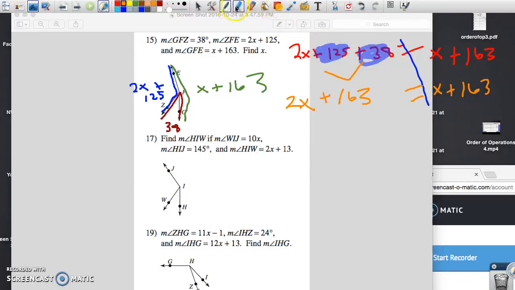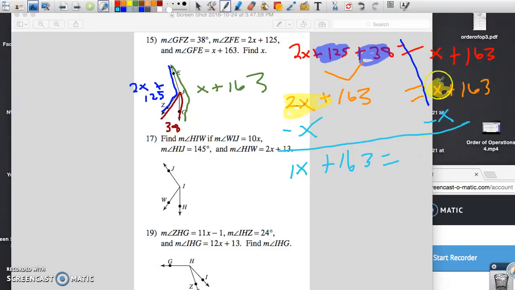All right. Something's got to move, doesn't it? Because you have family members on opposite sides. You can either move this, or this and this. I'm going to move the x. So I'm actually going to move this x over here. Let's see what happens. It's a positive x, I will subtract x. So this is subtracting 1x. So what I have over here now is 1x plus 163 equals, that canceled out, 163. See that?